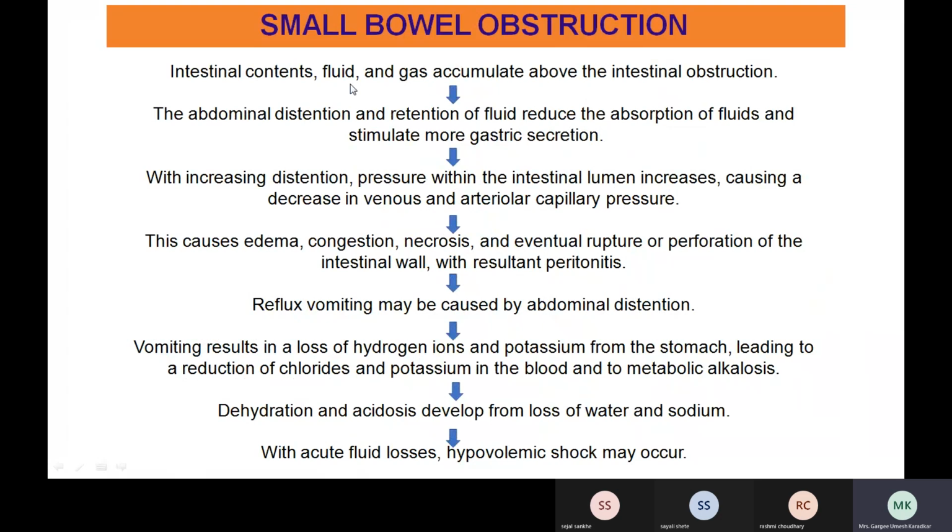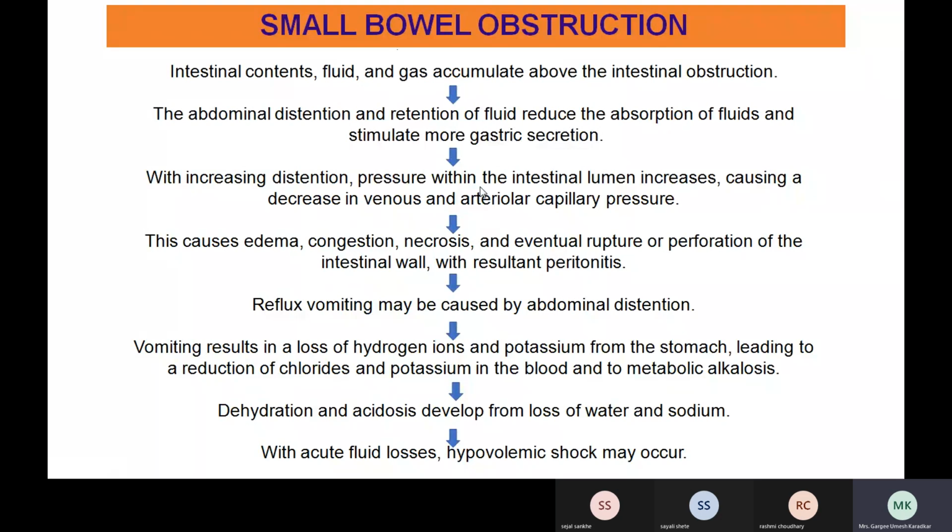So if you see the pathophysiology, it is separate for small bowel obstruction and large bowel obstruction. So what is happening in small bowel obstruction? If it occurs in the small bowel, what is there in the small bowel? There is intestinal contents, there is fluid, and there is gas. Because it is getting obstructed, all these things will start accumulating, and there will be abdominal distension and retention of fluid.